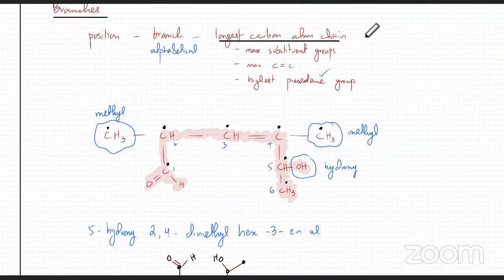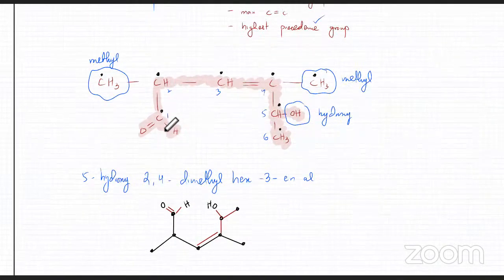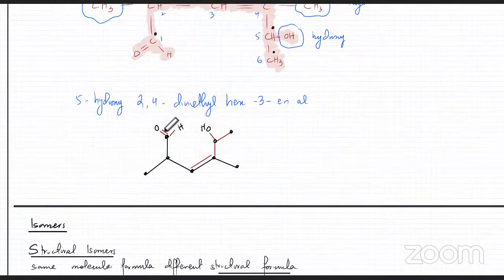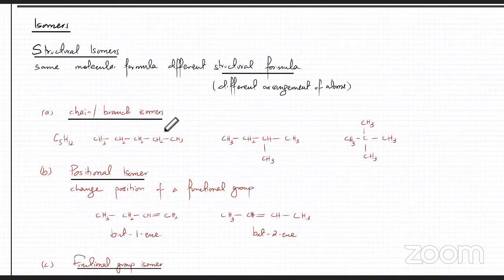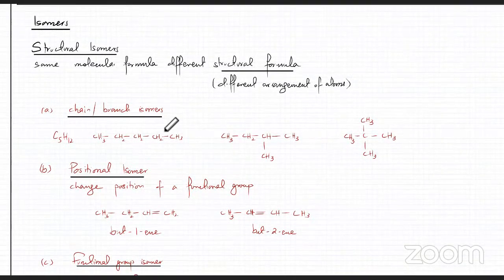And your methyl branches are at positions 2 and 4. Now, that's the skeletal formula for the same one. But anyways, still AS, so you need to know about structural isomers. Structural isomers are of 3 types. Structural isomers are when you rearrange the atoms in a different way.